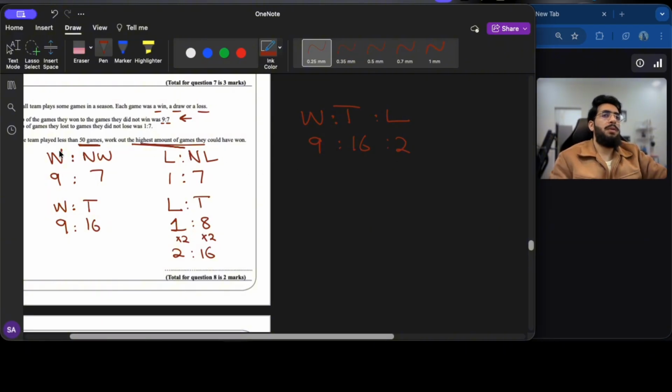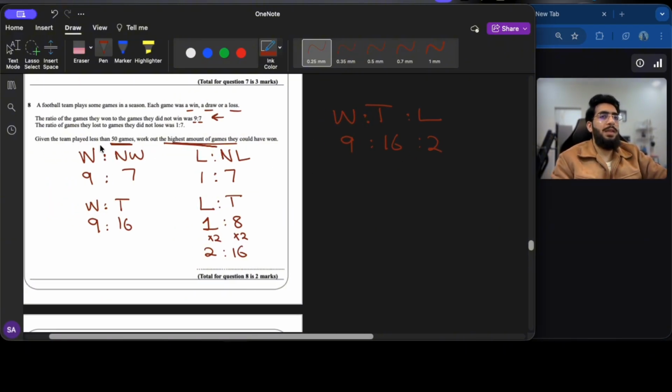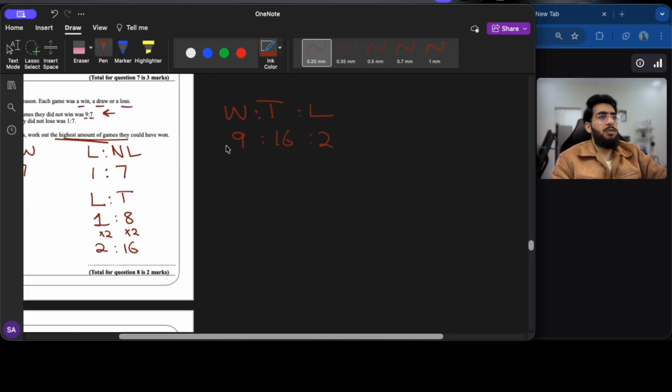And now let's read the statement. They're saying given that the team played less than 50 games, work out the highest amount of games they could have won. So right now we know that the total games were 16. If the total games were 16, they could have won 9, they could have lost 2. So basically we have to times 16 by 2, 3, 4, 5, and find out the number that's closest to 50.